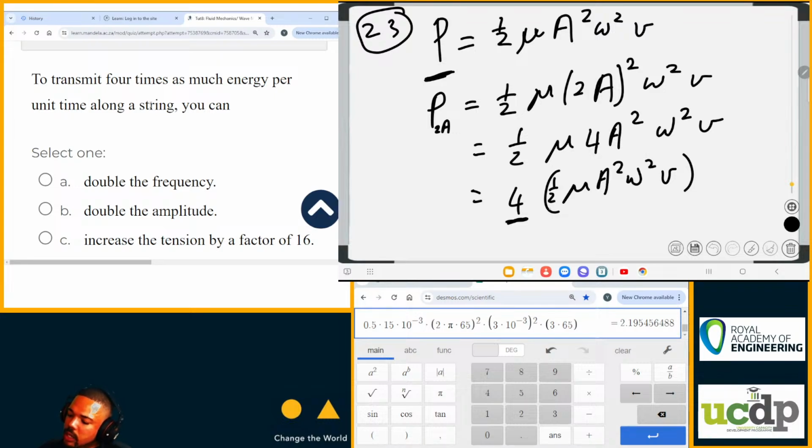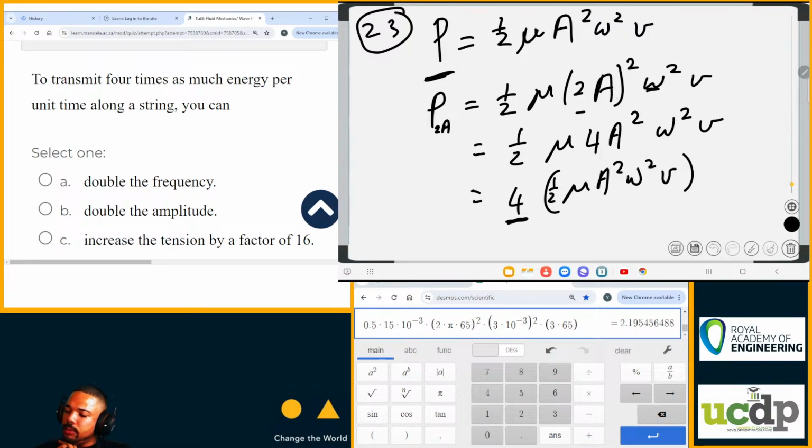Same concept. If you double the angular frequency, you will get 4 times the power. If you double one and you double the other one, you'll get 16 times the power if you double both of them.